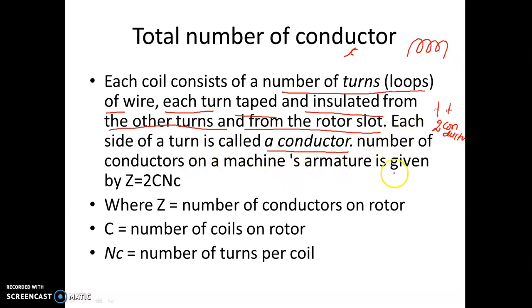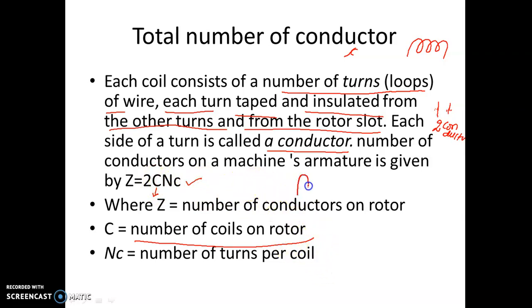The number of conductors on a machine is given by this formula: Z equals 2C multiplied by NC. Where Z is the number of conductors on the rotor, C is the number of coils on the rotor, and NC is the number of turns per coil. C equals the number of coils on the rotor. How many coils are there? That is decided by C. And a coil has many turns, as I have shown in the previous slide.